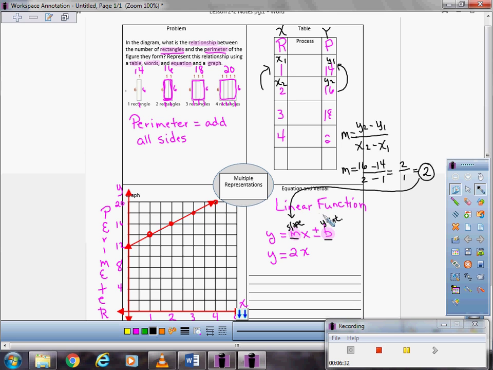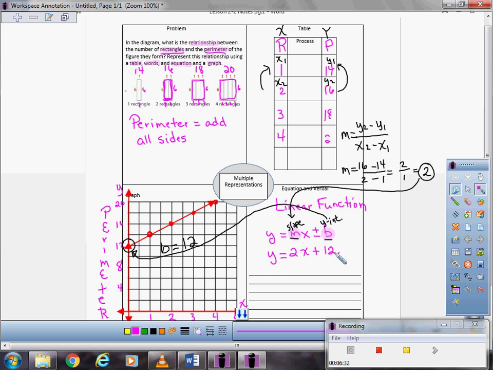Your y-intercept is where your line crosses the y-axis. So right here is where your line crosses the y-axis. This is your b for your formula, which happens to be 12. So b is equal to 12. So come back over here. It's a positive 12. Use a plus sign. So plus 12. And that would be the formula for the relationship of the rectangles and your perimeter.